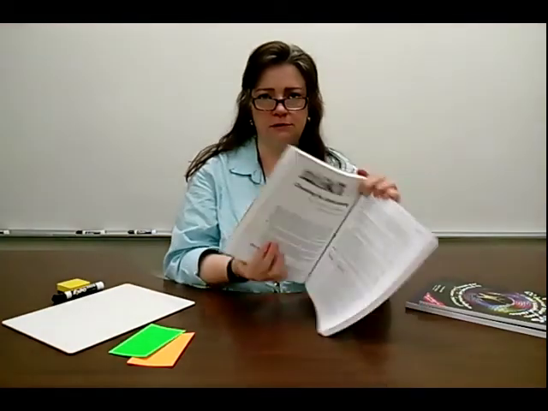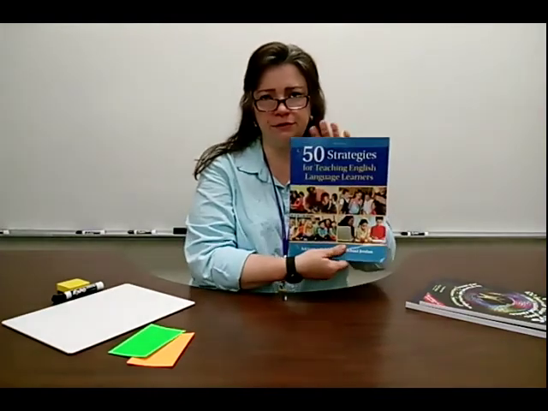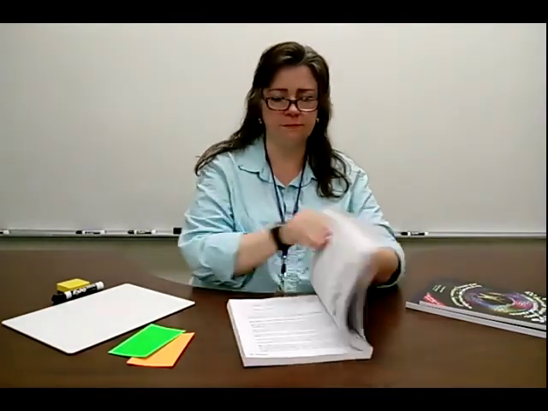Today we're going to be talking through Chapter 21, Checking for Understanding. This is from a book called 50 Strategies for Teaching English Language Learners, and this is strategy number 21.